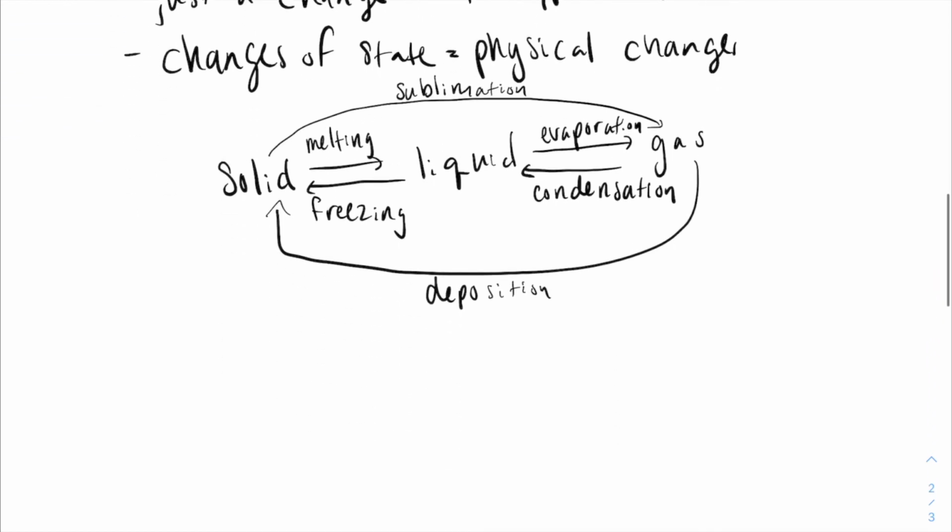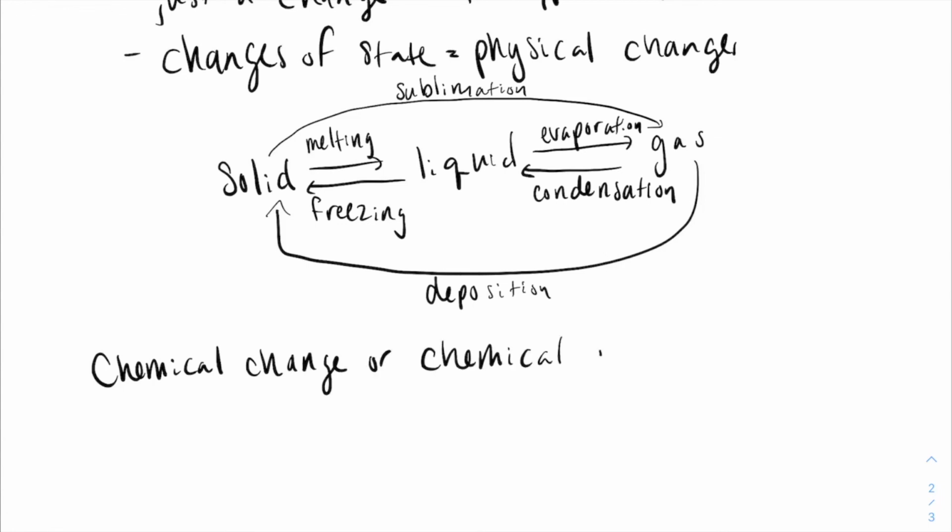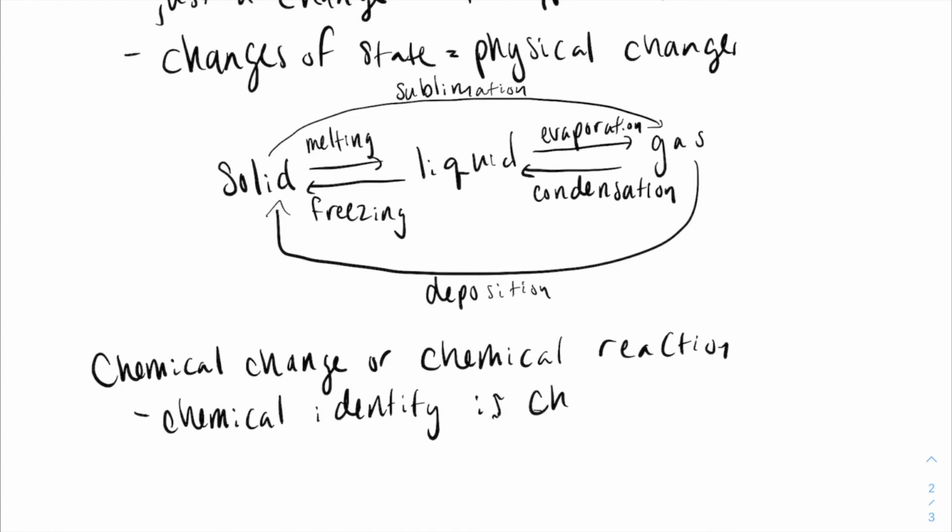Next we have our chemical change, which is the same as a chemical reaction. So here we're actually changing our chemical identity. So the chemical identity is changed. You do not have the same substance that you started out with. So we call this a rearrangement of the atoms.